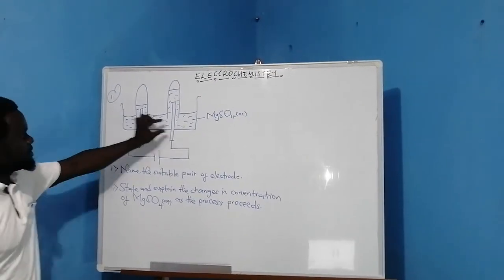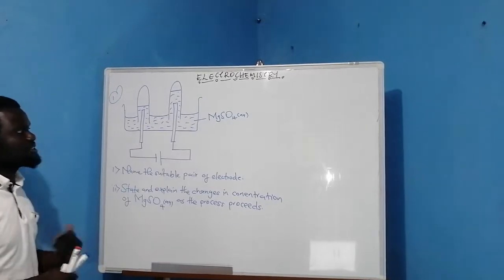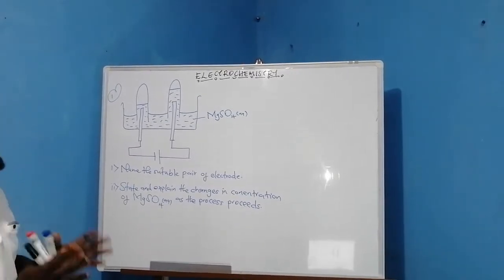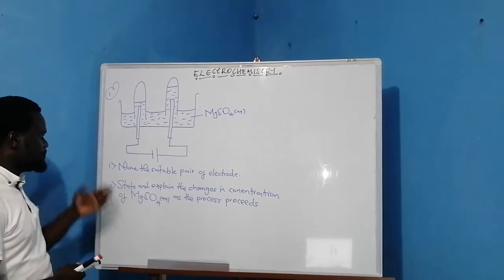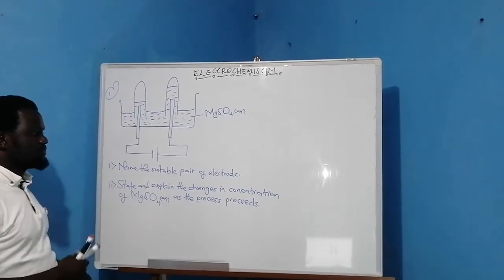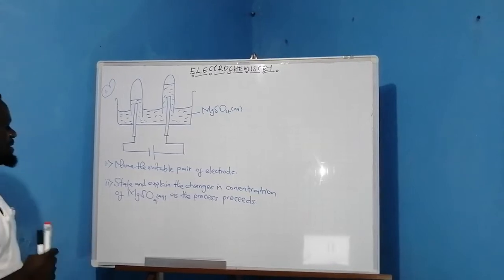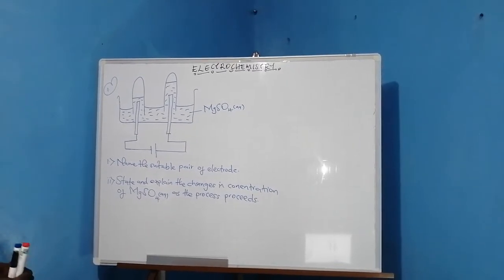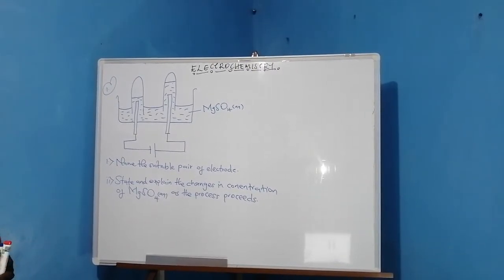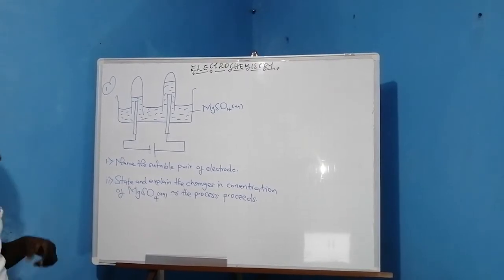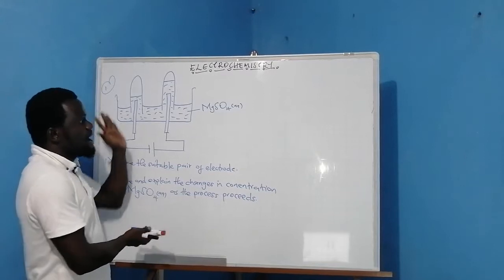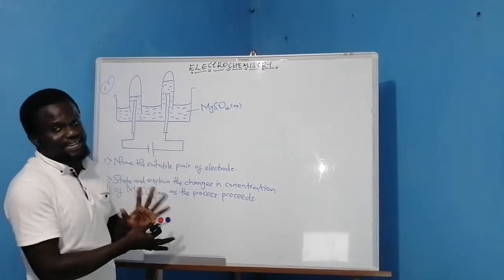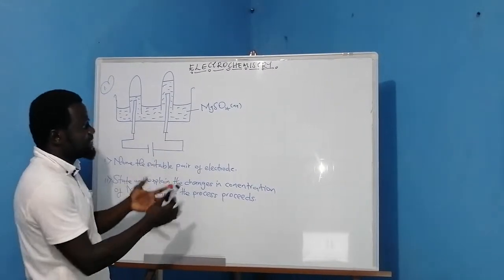I have this electrolyte, which contains magnesium sulfate, aqueous. And I only asked two questions. Name the suitable pair of electrodes. And finally, state and explain the changes in concentration of magnesium sulfate solution as the process proceeds. So within this one question, I want to explain in detail what electrolysis entails.